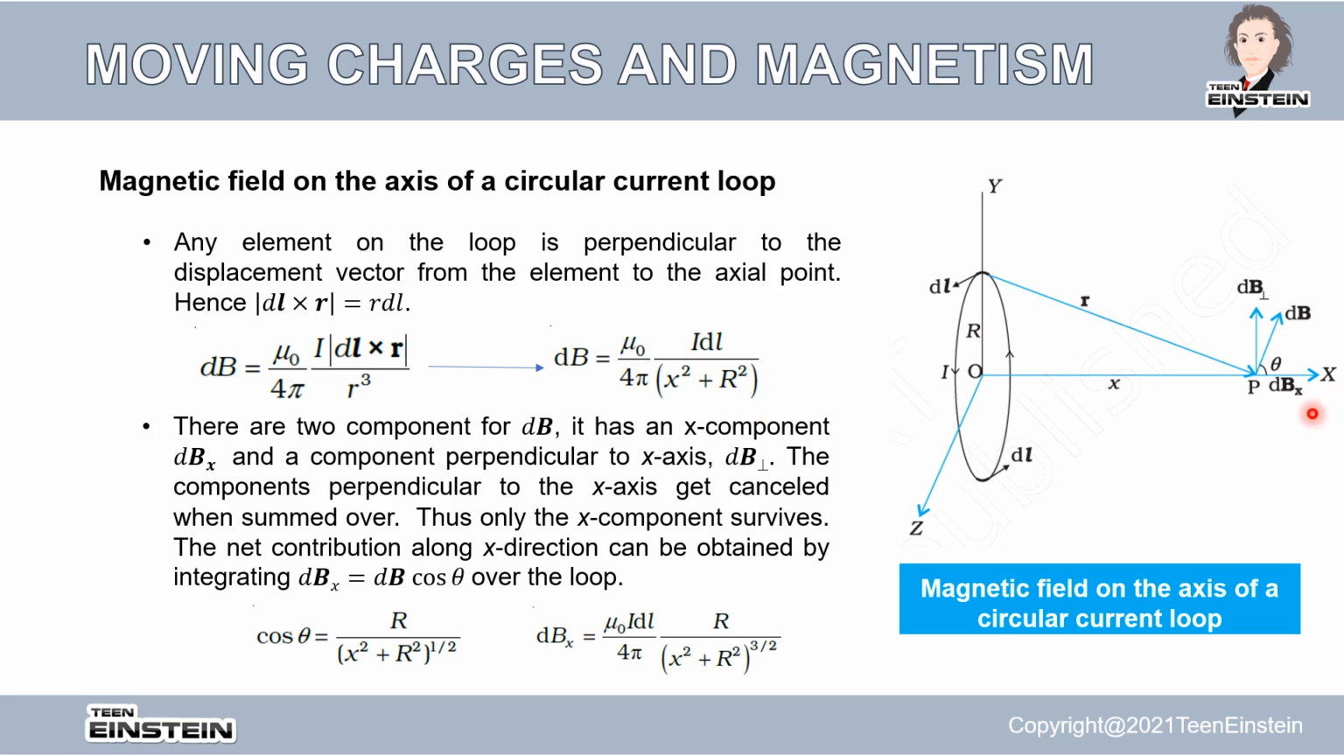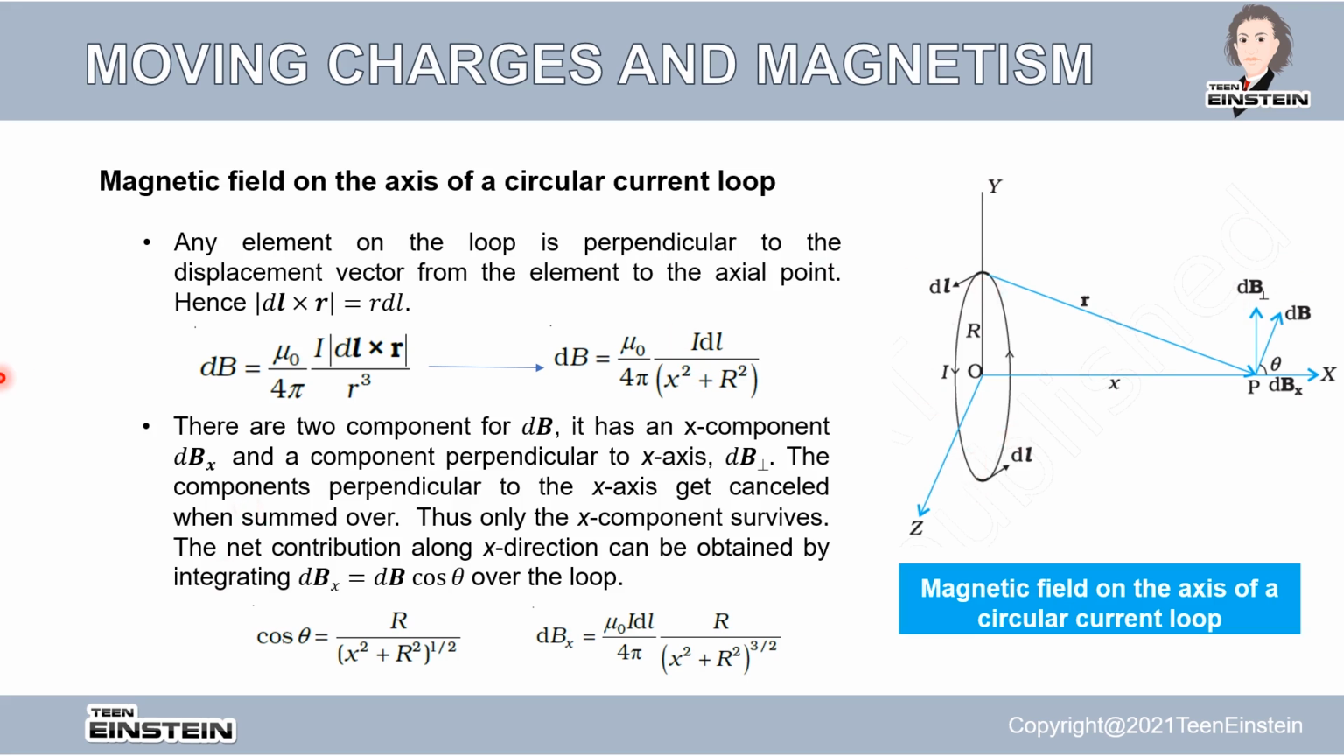The direction of this dB is given by this. It has two components, one along the x-axis and one perpendicular to the x-axis. When you take small elements along this loop, the perpendicular component keeps rotating in this plane, so it eventually gets cancelled. For every element here, there will be another element which produces a component in the opposite direction. So the perpendicular components get cancelled when you integrate along this loop.